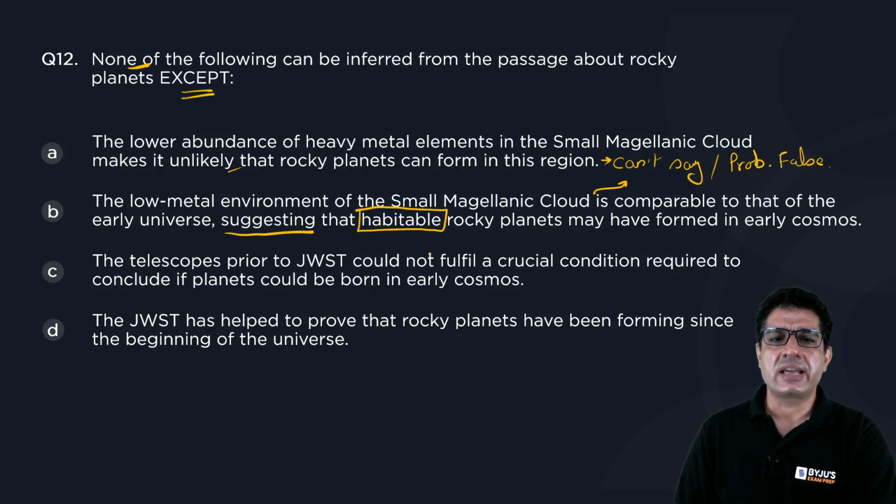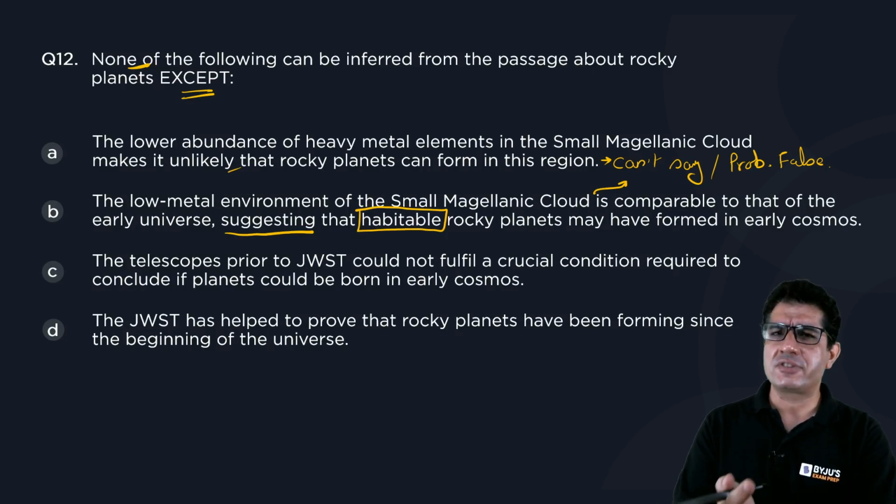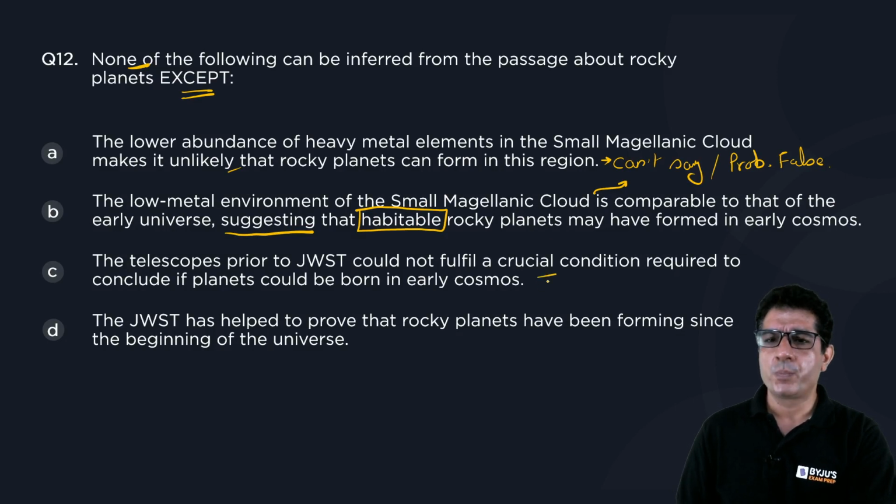Option C, the telescopes prior to JWST could not fulfill a crucial condition required to conclude if planets could have been born in early cosmos. That's correct. They did not have the sensitivity to measure the dust content of young stars. So this is true. Then D, the JWST has helped to prove that rocky planets have been forming since the beginning of the universe. Has helped to prove.